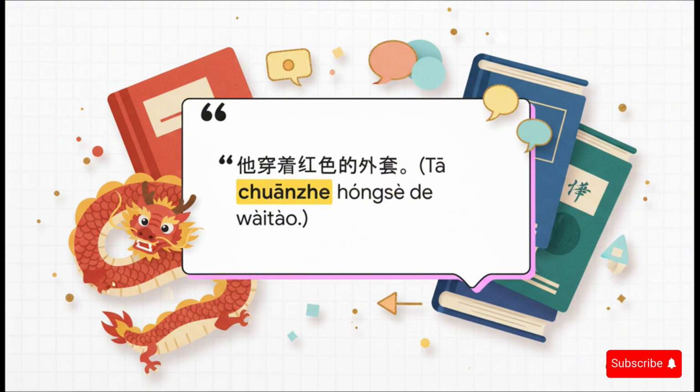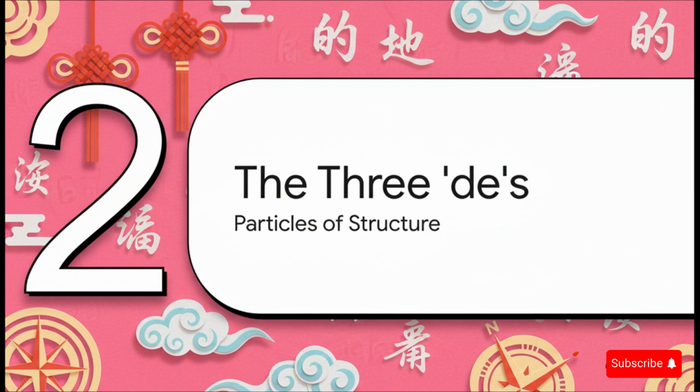Now, if we used zai here, it would mean he's in the process of putting on the coat. But because we're using zhe, it means he's in the continuous state of wearing it. The action of putting it on is finished, and this is what's happening now. Fantastic. Let's move on to our second category, which is all about building sentences the right way.